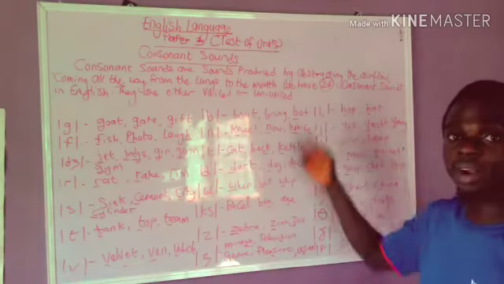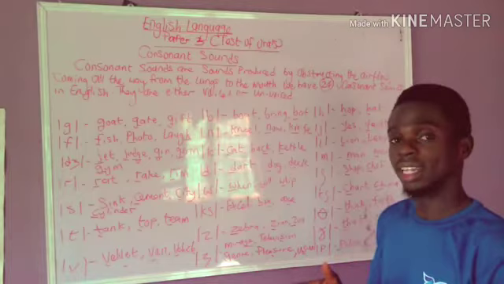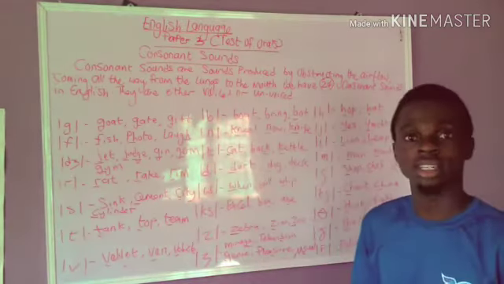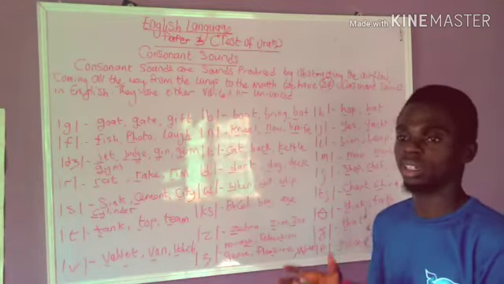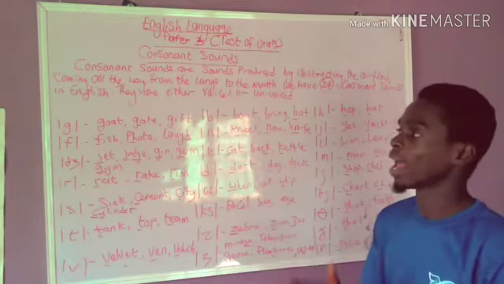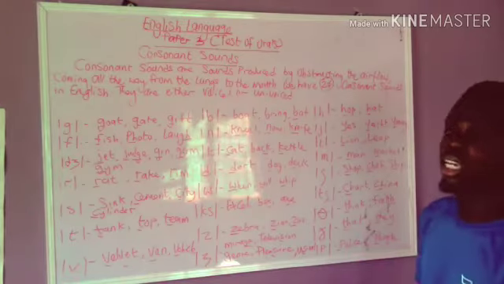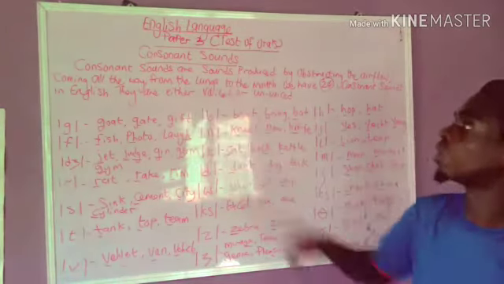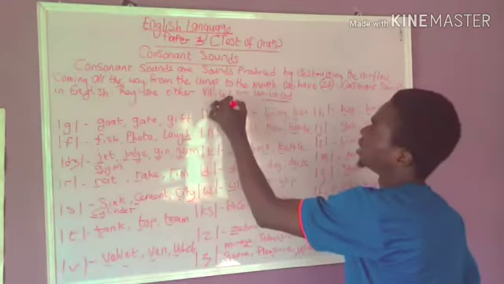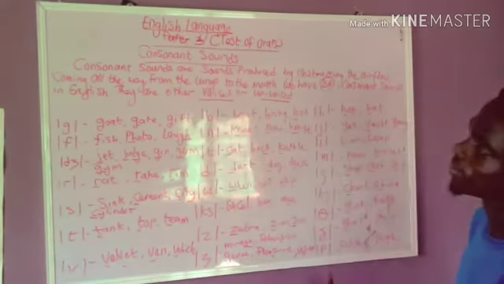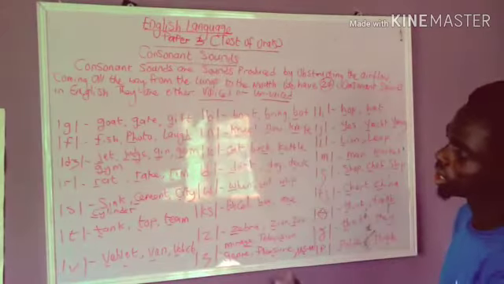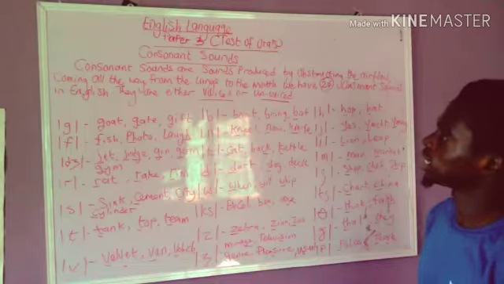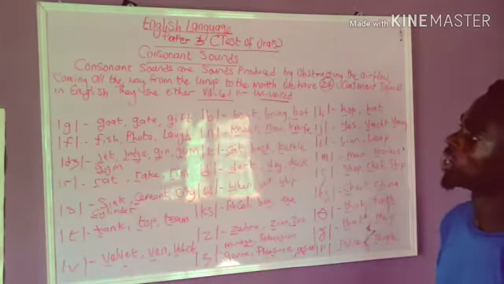We have 24 consonant sounds in English. We said in the other class that we have 20 vowel sounds. Here we have 24 consonant sounds. So when you sum it up together, 20 and 24, we have a total of 44 sounds in English. Now, consonant sounds can either be voiced or unvoiced. In the other class we said vowel sounds can be either monophthongs, diphthongs, or triphthongs. Here, consonant sounds can either be voiced or unvoiced.